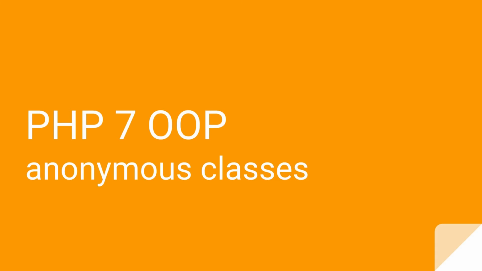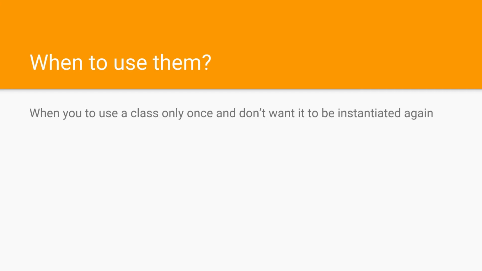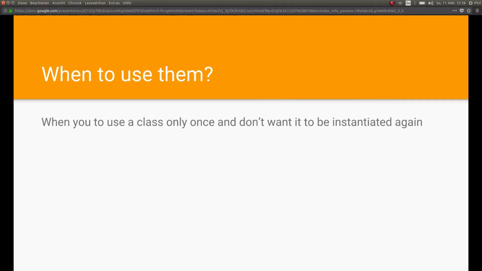I'm back with a new tutorial within this PHP object-oriented programming class. And today we are going to talk about a new feature that PHP 7 implemented, called anonymous classes. I don't have a lot of slides now, just one here, and it says, when would we use that? Well, you can use anonymous classes when you are going to use a class only once and you don't want it to be instantiated again. You'll see in a minute what this means and why this makes sense.